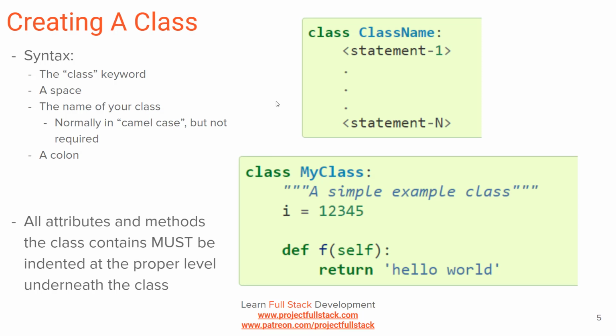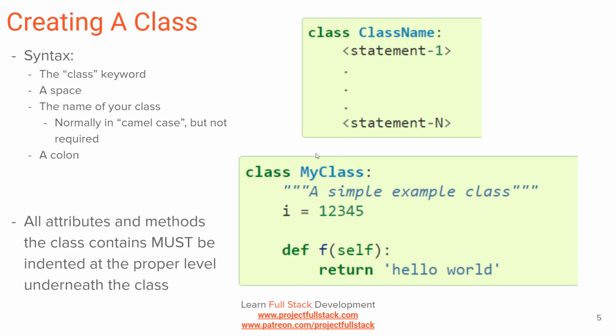Quick recap on creating a class. Here's your syntax for creating a class. You have the class keyword, this guy in green right here, followed by a space. You have to have a space in between the keyword and the name of your class. In this case, I used ClassName. Again, this is camel case. Camel case just means that any name that has multiple words in it, you're basically going to capitalize the first letter of each word. Looks like humps on a camel in theory, so that's why it's called camel case.